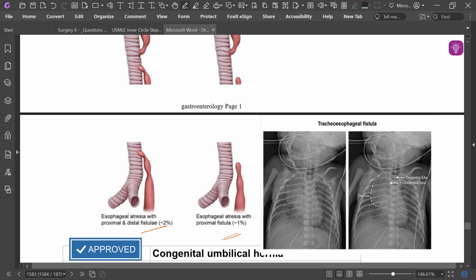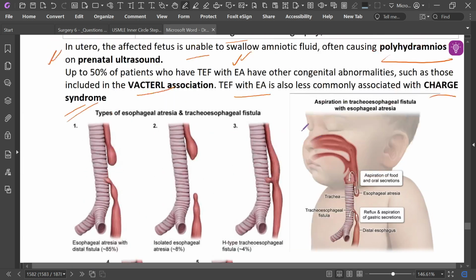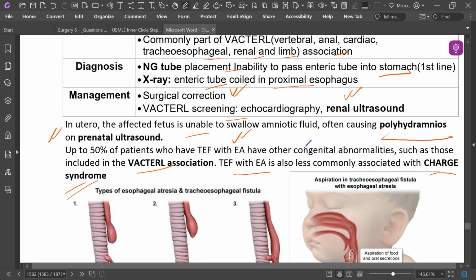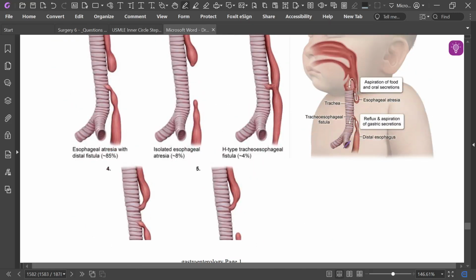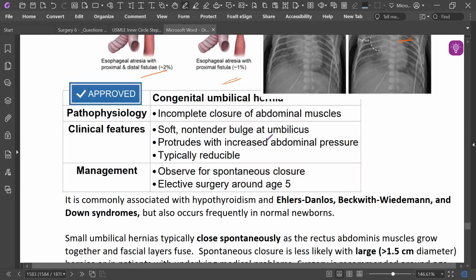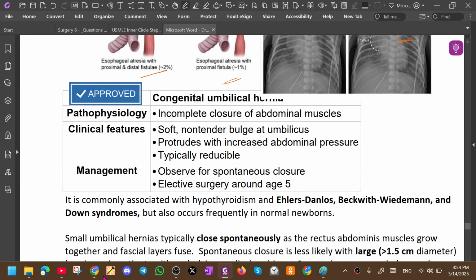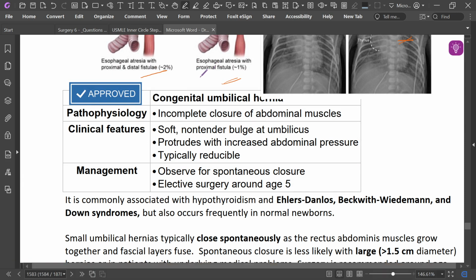Look at the thymus. This is the orogastric tube, this is the endotracheal tube, and this is the thymus. In the X-ray you will see the enteric tube coiled in the proximal esophagus. Esophageal atresia, distal esophagus. Okay, and look at this congenital umbilical hernia.